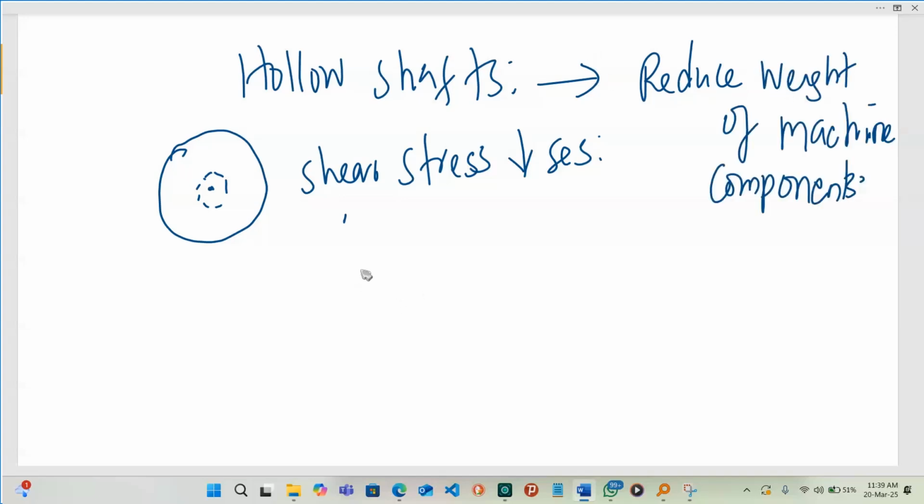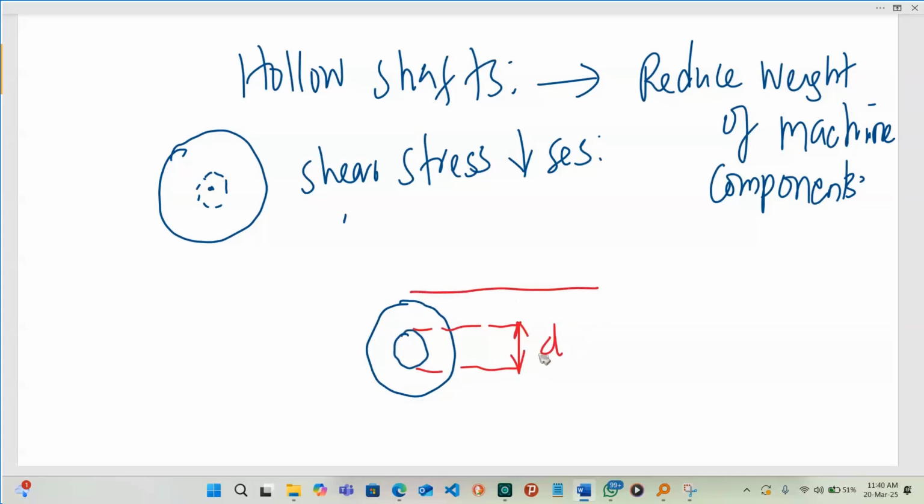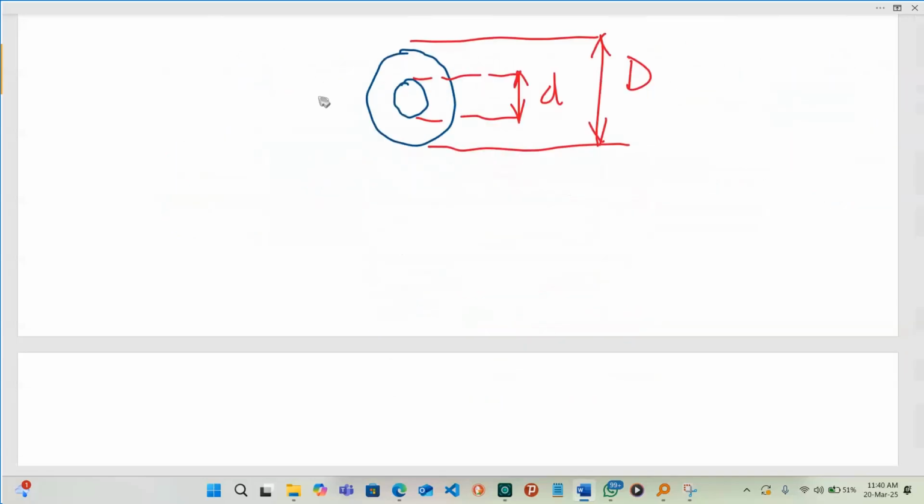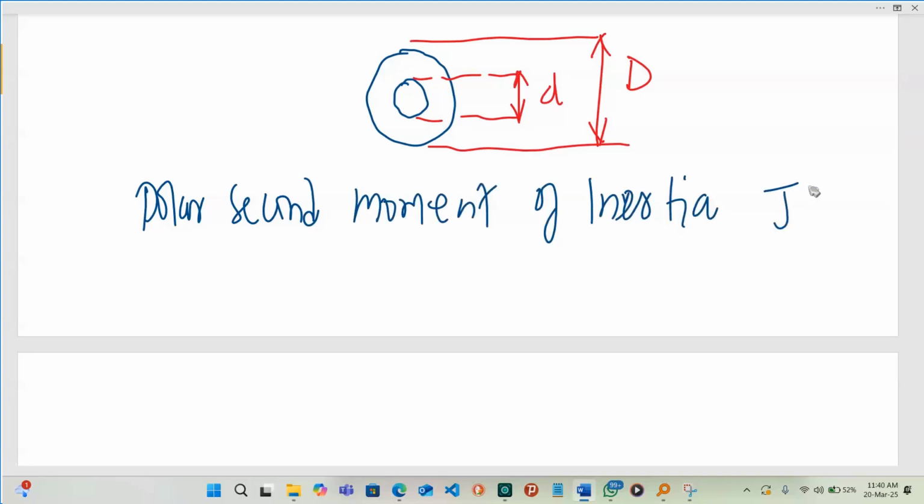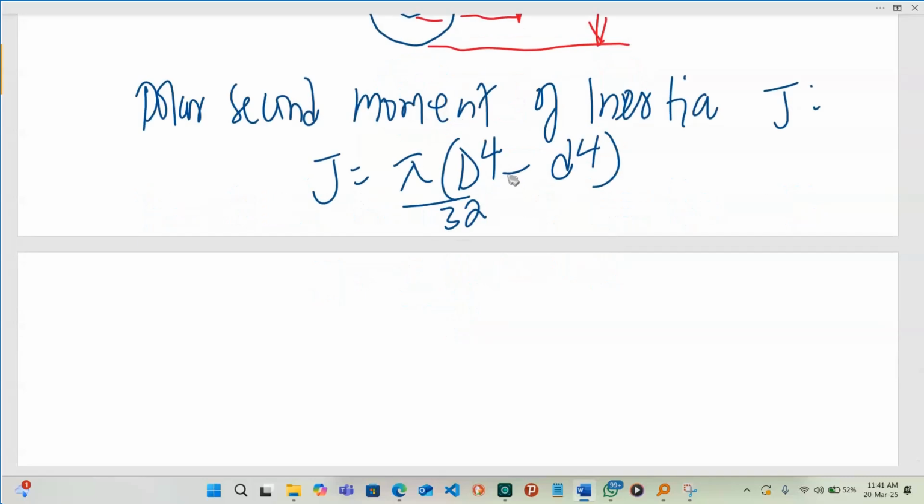So let's look at a hollow shaft. It will look like this. Let us assume that the internal diameter is small d and the external diameter is capital D. The formula for the polar second moment of inertia J will be J equals pi into D to the power 4, this capital D being the external diameter, minus small d to the power 4, the internal diameter, and then we divide it by 32.